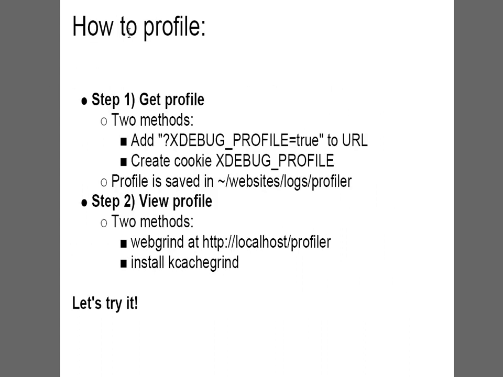All right, so what are we going to do here? Step one, we're going to get a profile file. Now there's two methods we can use to do this. The first is for GET requests. We can just add this little string to the end of a URL, and that's going to tell XDebug to write a profile for us.